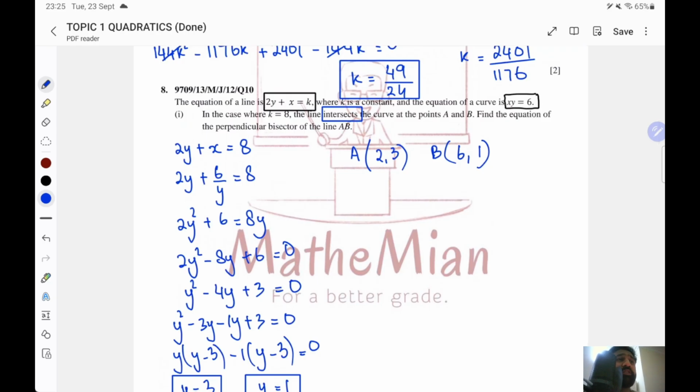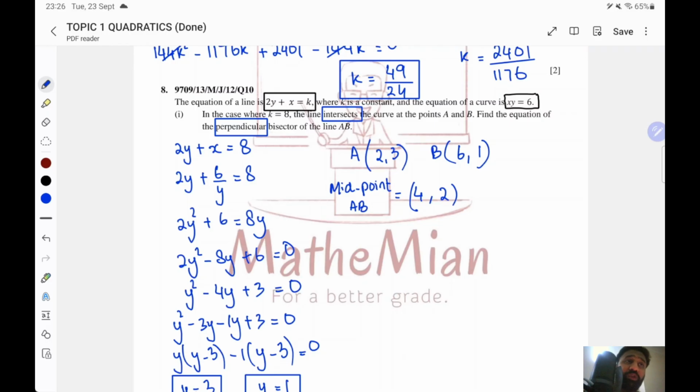Now let's go to the second portion, which says find the equation of the perpendicular bisector of the line AB. Perpendicular means that the gradient is going to be the negative reciprocal of the gradient of AB. Bisector means you need to find the midpoint from where the line is passing. So let's find the midpoint of AB so that we have the coordinates of the point from where the line is passing. It will be 2 plus 6 divided by 2, which is 4, and 3 plus 1 divided by 2, which is 2. So (4, 2) are the coordinates of the point from where the line is passing.